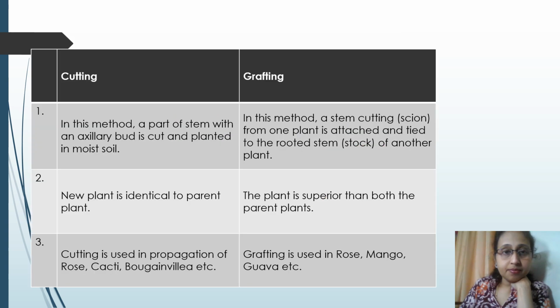Next one. Now, cutting and grafting, it's very easy. In this method, a part of the stem with an axillary bud is cut and planted in the moist soil.